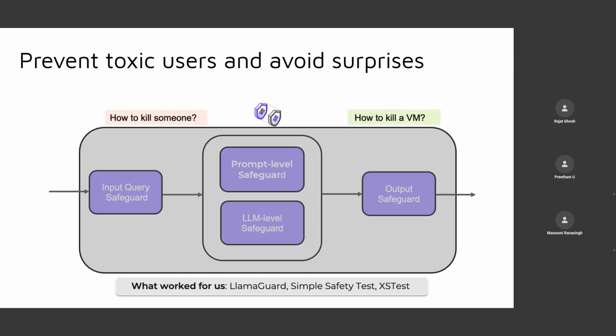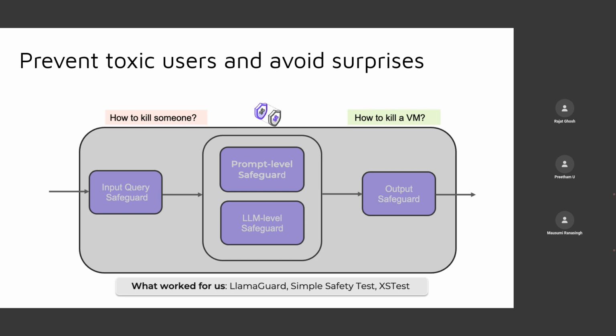To minimize that, there are some standard tools, and we have explored some of them. Llama Guard is a big tool for handling this kind of risk, and we have explored Llama Guard extensively. Essentially we want to prevent toxic prompts and avoid surprises. Llama Guard is good for input and output safeguarding, and there are benchmarks like Simple Safety Tests and XSTest. They are good for ensuring prompt-level safety and the LLM-level safety guard. Basically this is inside your model, and input and output can be protected by Llama Guard.